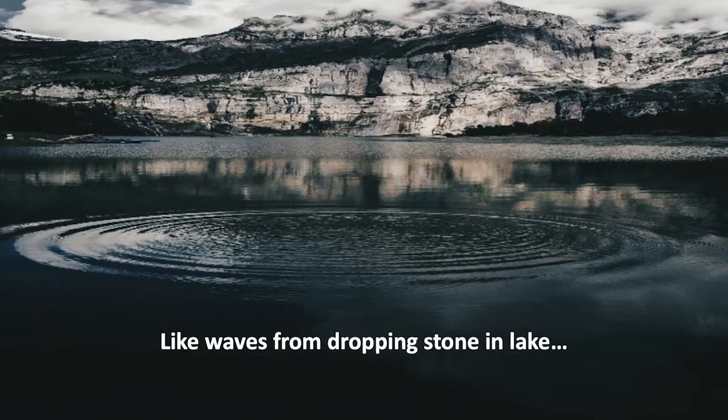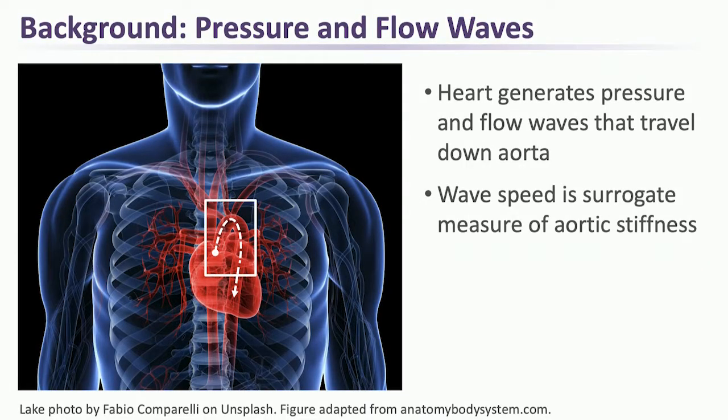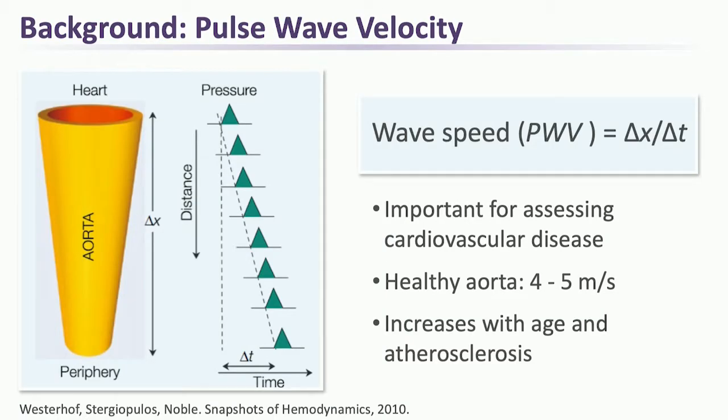So similar to the waves that are generated from dropping a stone in a lake, the heart generates pressure and flow waves that travel down the aorta. The wave speed is a surrogate measure of aortic stiffness. The wave speed or pulse wave velocity is a function of both the distance that the pulse wave travels along the aorta, as well as time delays that you can measure occurring in the pressure or flow waves along locations along the entire vessel.